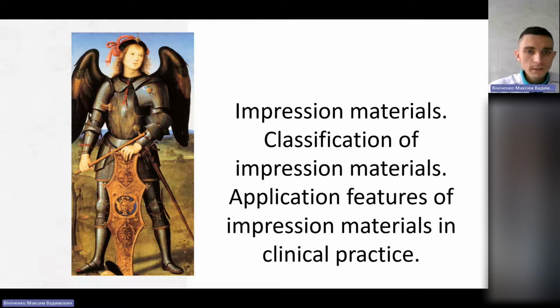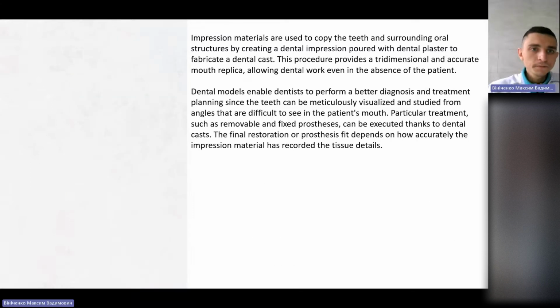So impression materials: classification of impression materials, application features of impression materials, and clinical practice. Impression materials are used to copy the teeth and surrounding oral structures by creating a dental impression poured with dental plaster to fabricate a dental cast. This procedure provides a two-dimensional and accurate mouth replica, allowing dental work even in the absence of the patient.